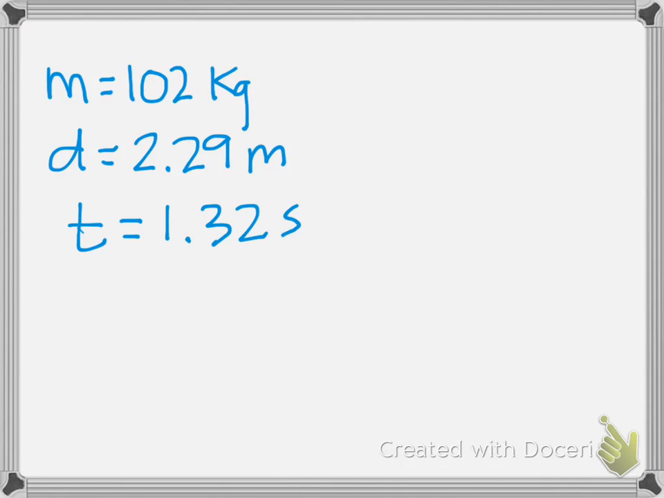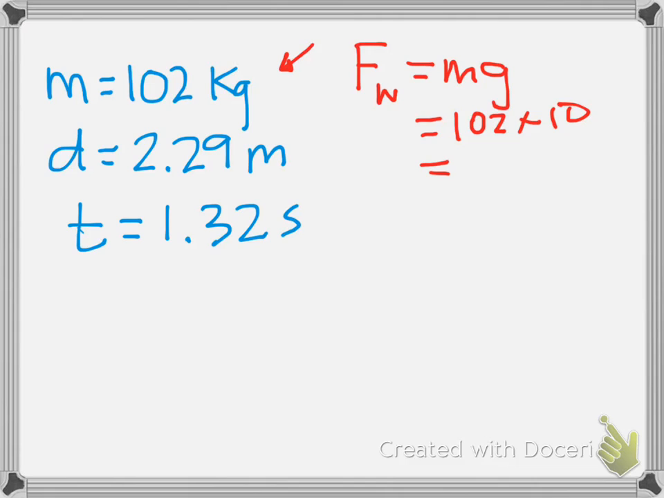So then I ask my students, what should I do first to find this information? And so they tell me that my first step should be to take the mass and convert it into a force. So we use our equation of force equals mass times acceleration due to gravity. So we would do 102 times 10. That gives us 1,020 newtons. So now I have that information.